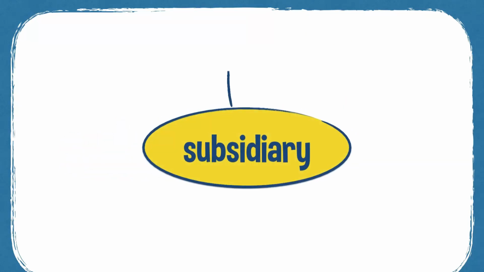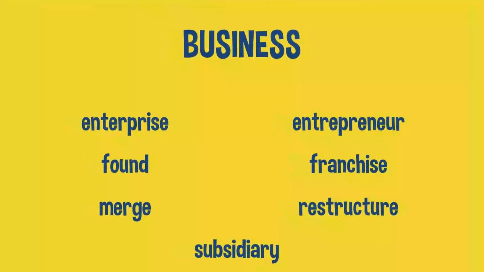And some synonyms, not many. The only one that is kind of close to subsidiary is subordinate, like a subordinate company, but it's a very specialised word, subsidiary, so not many synonyms there. So there are your 7 business words: enterprise, entrepreneur, found, franchise, merge, restructure, and subsidiary.